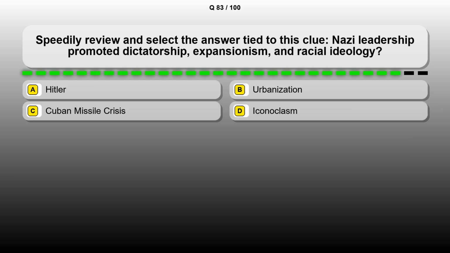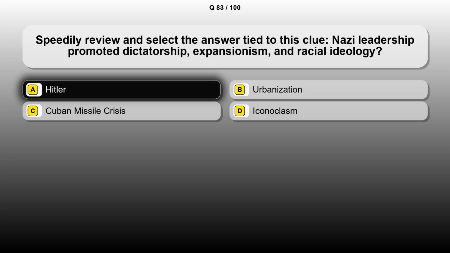Question 83. Speedily review and select the answer tied to this clue. Nazi leadership promoted dictatorship, expansionism, and racial ideology. Option A, Hitler. Option B, urbanization. Option C, Cuban Missile Crisis. Option D, iconoclasm.